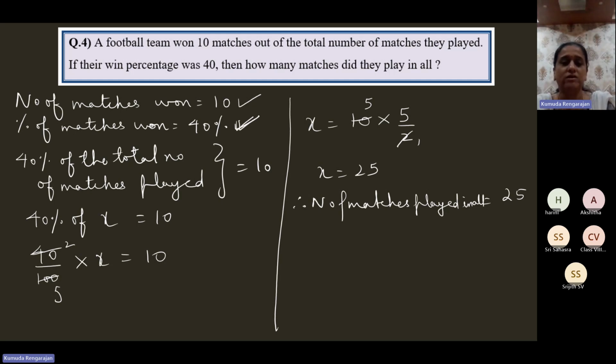Percentage of matches won, 40%. Number of matches won, 10. Similarly, you can have two things: percentage of matches lost and number of matches lost. So here, because 40% is won, 60% lost. And the total number of matches played is 100%.